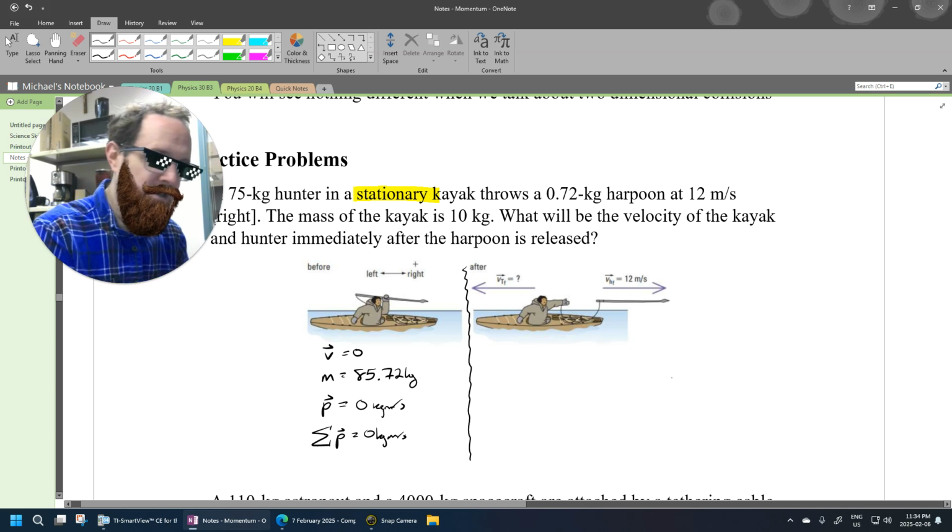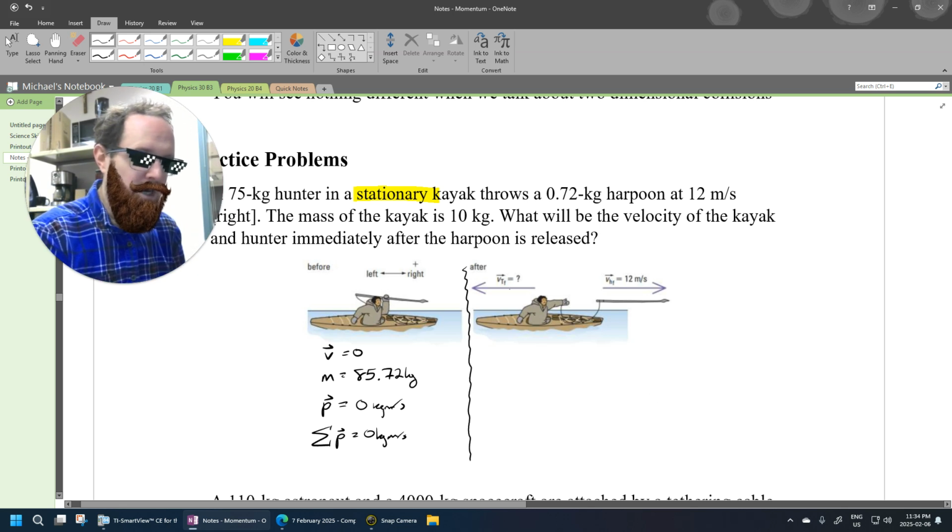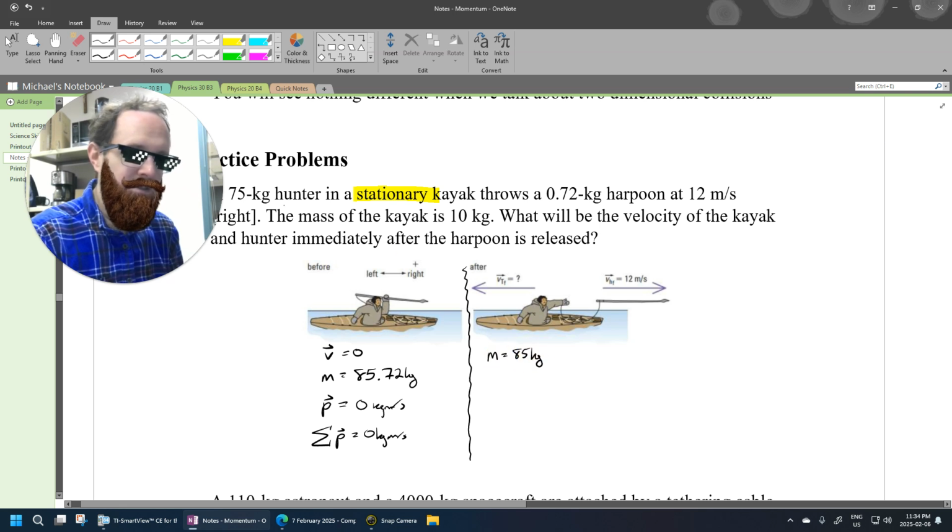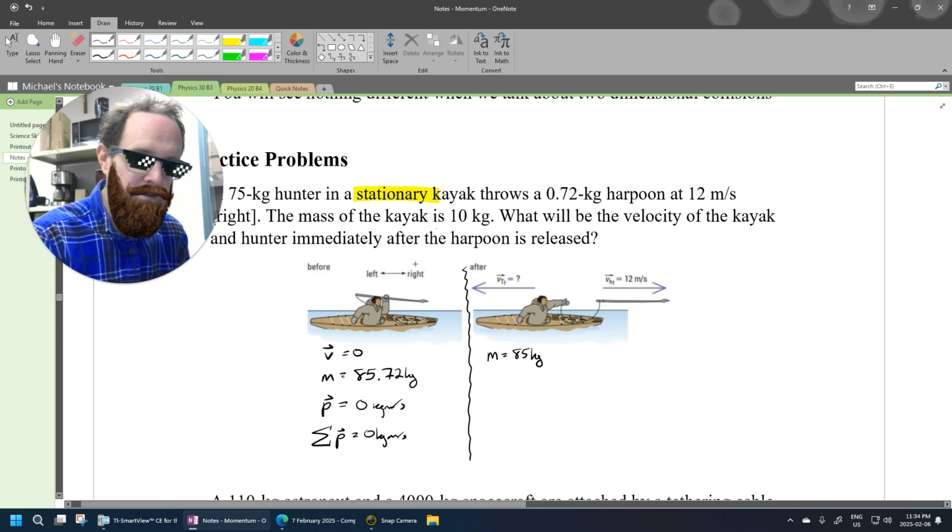Okay, so let's look at afterwards. We have two objects here. We have the kayaker, who is 85 kilograms, because that's the kayak plus the hunter, those two things together. And then we have the harpoon, shooting off in this direction, 0.72 kilograms.